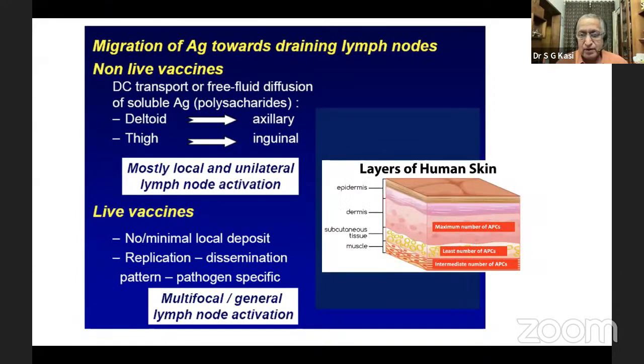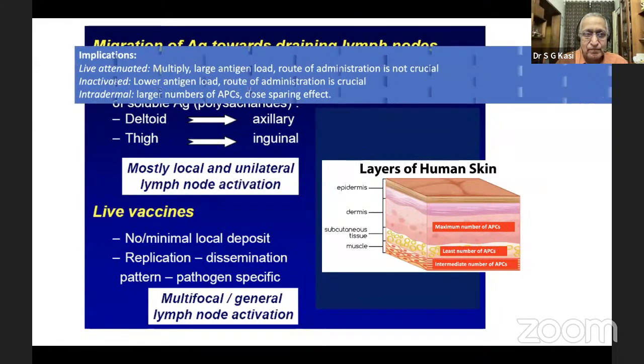We must also remember that the skin has many layers. The dermis has the maximum number of antigen presenting cells. Muscles have intermediate numbers, whereas the subcutaneous tissue has the least number of antigen presenting cells. So putting together these two facts, live attenuated vaccines multiply. The antigen load is large. So where you administer it is not important. You give subcutaneous or intramuscularly, it's going to work equally well.